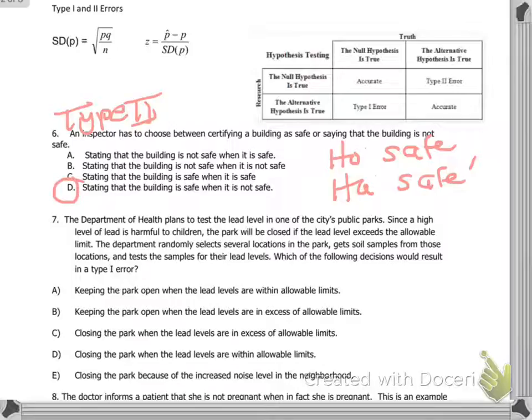Okay, let's look at number 7, talking about lead levels. So this is again, H0 is that the lead levels are within limits, and HA is that the lead levels are not within limits. They want to know about a type 1 error, so let's look at this chart. That is, the null hypothesis is true, so that means it is safe, but we're going to say it's not safe. Now, if we say it's not safe, we're going to close it. And so we are going to close the park when the levels are at an allowable distance. So the answer is D.